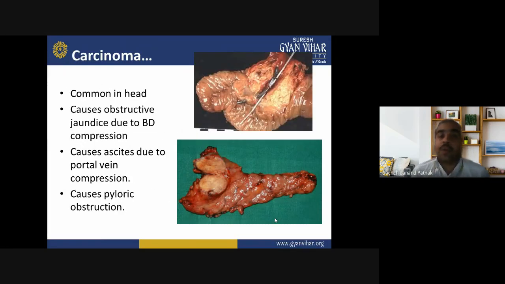Carcinoma is common in the head. Carcinoma will most often be seen in the head area of the pancreas. That will cause obstructive jaundice due to bile duct compression, because if there is an obstruction in the bile duct, then obstructive jaundice will be there. It causes ascites due to portal vein compression, because the portal vein is compressed, and this will cause pyloric obstruction.